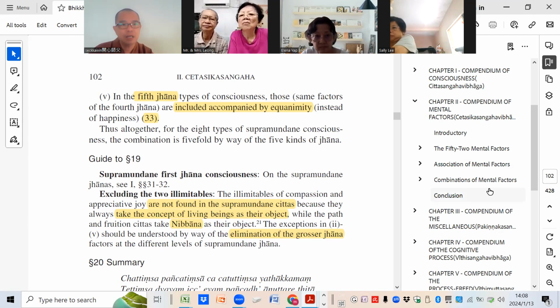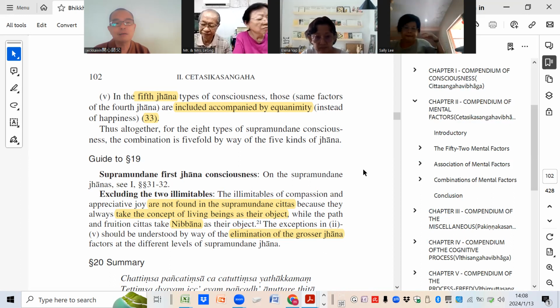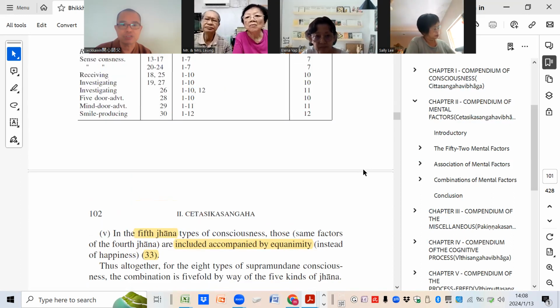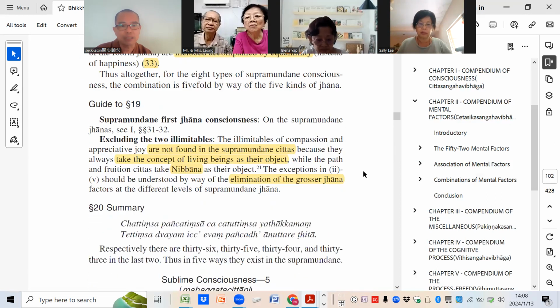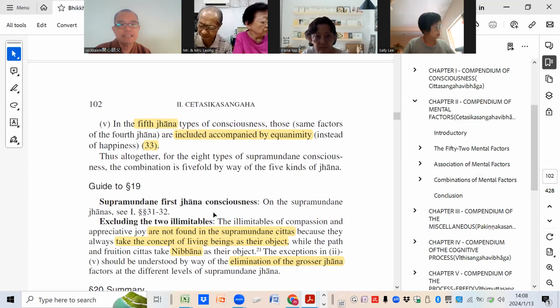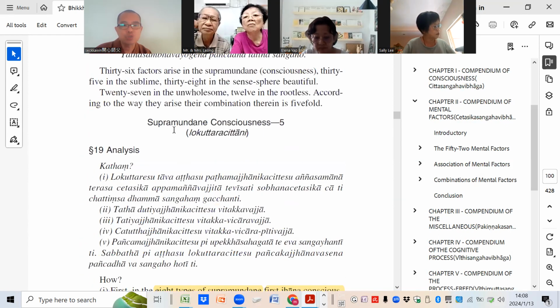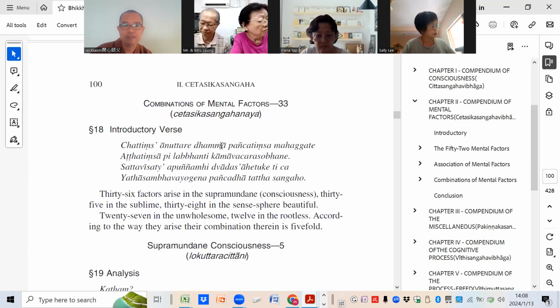Basically, we have already finished the association of the mental factor. Now we come to the combination. Class, let's take a look regarding the combination. We already finished the first part of the combination, which is supramundane consciousness, a combination of mental factor.